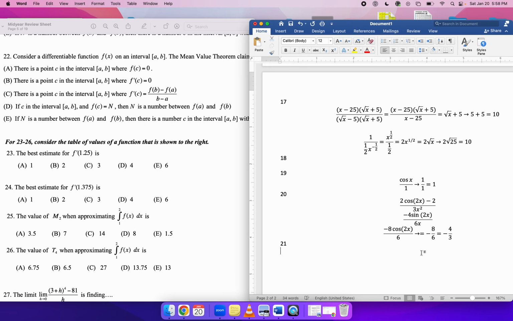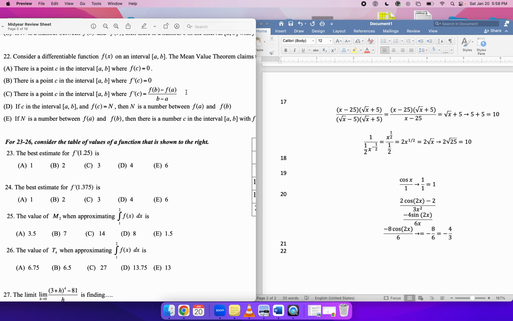22, what does the mean value theorem say? Roughly speaking, mean value theorem says that assuming the function is continuous and differentiable, strictly speaking, needs to be continuous in the closed interval, differentiable in the open interval. The theorem says that if it meets those conditions, then whatever the average rate of change is of the function over the interval, its derivative will equal that number at some moment on the interval.